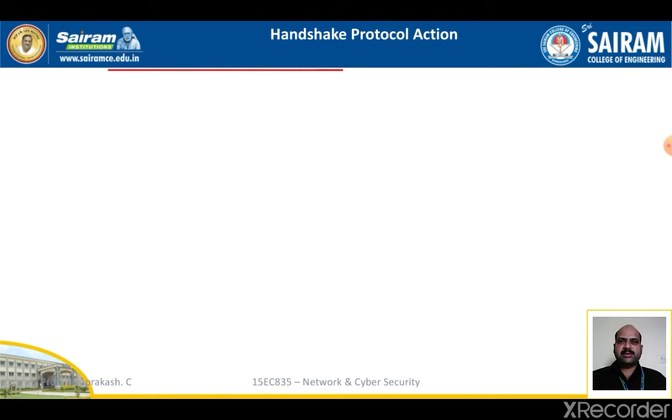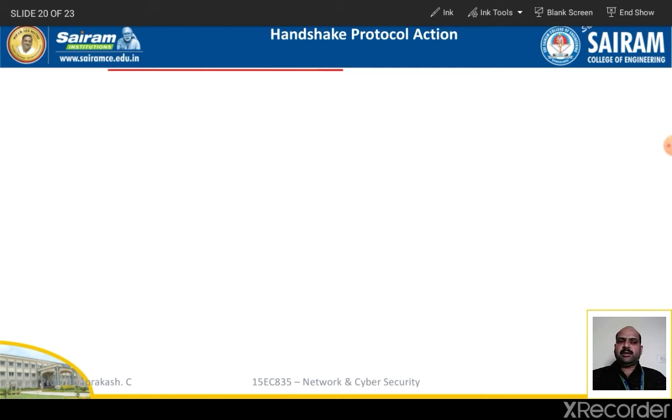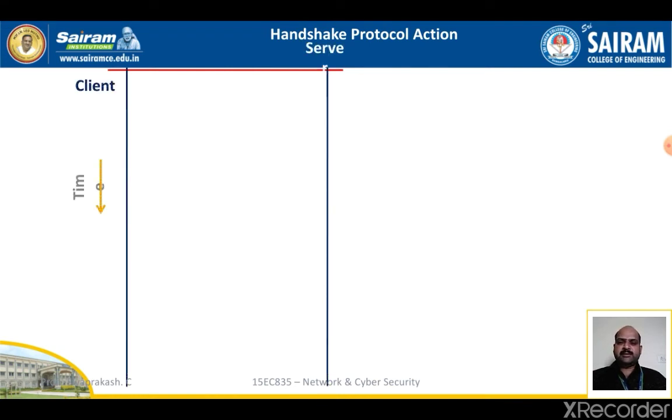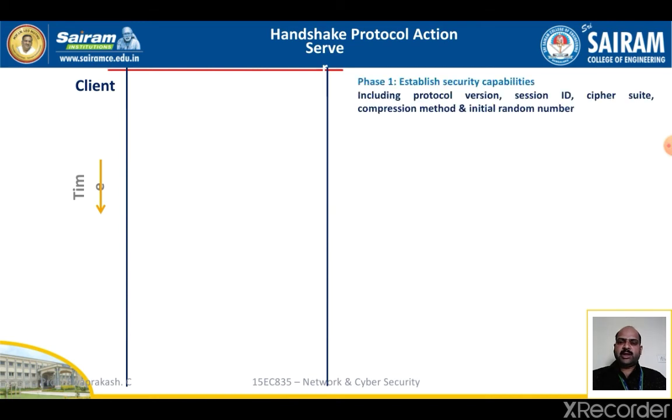Let's see how a handshake is going to be established. The handshake is established with respect to time, with a client and server present together. The first phase is called establish security capabilities. This phase is used to initiate a logical connection and to establish the security capabilities that will be associated with it. The exchange is initiated by the client, which sends a client hello message with the following parameters.